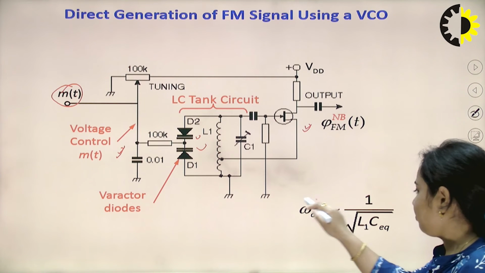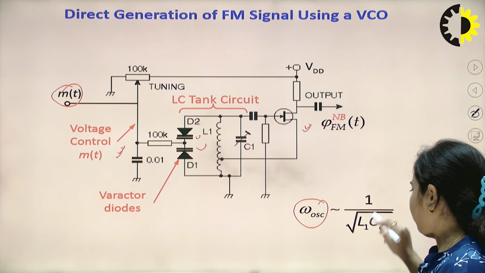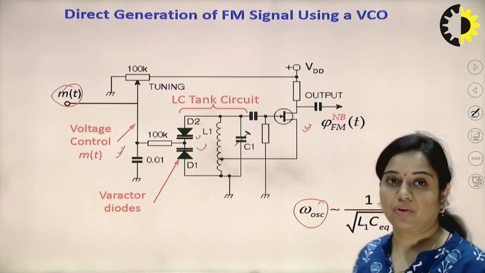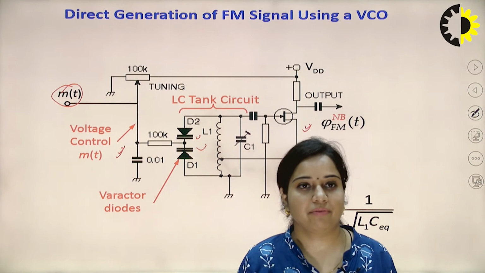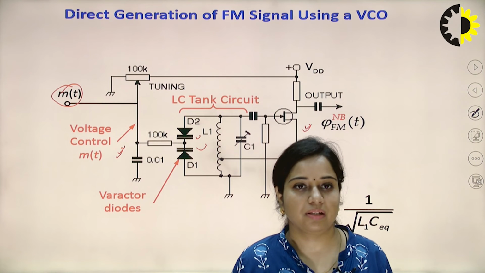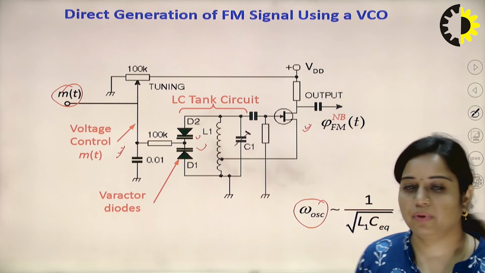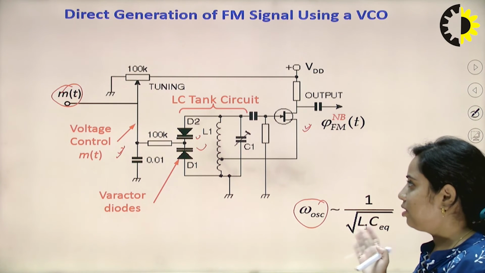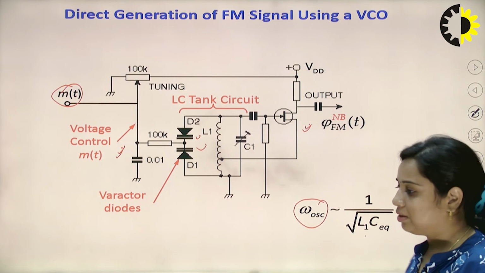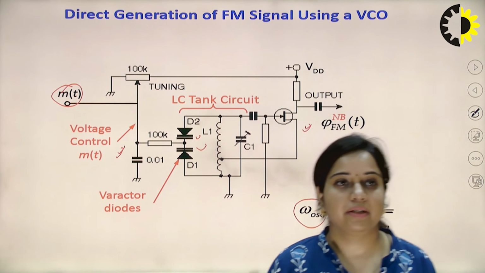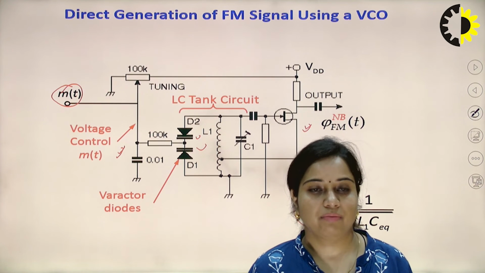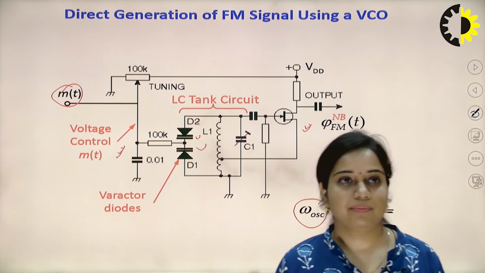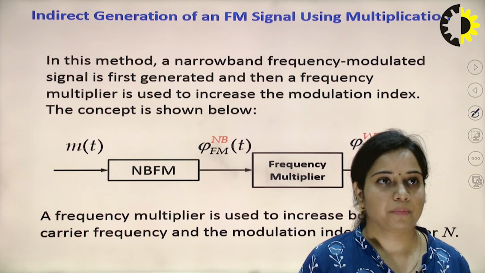Now the oscillating frequency, or the resonant frequency of this particular circuit, is equivalent to 1 upon root LC, that is f_i equals 1 upon 2 pi root LC. So C equivalent means if more than one capacitance is used in the circuit, then you have to calculate the C equivalent, whether it is connected in series or parallel, and put it in this formula.